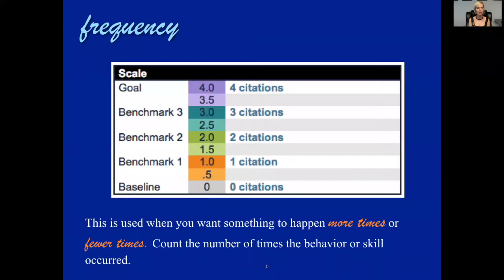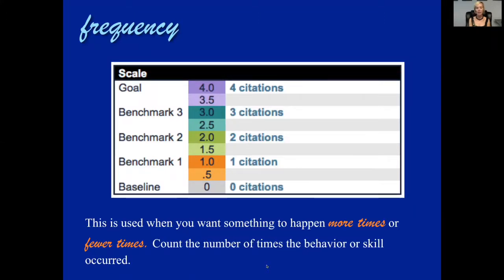Another type of data is frequency. So frequency is useful when we want something to happen more times or fewer times. It's useful when we can easily count something. So what are some examples of behaviors or skills that are conducive to counting? And you'll see that I have one here included from the Common Core. We want students to be able to include citations. We want them to offer more than their opinions in their writing, but when they are writing, we want them to be able to cite sources. We want them to be able to cite evidence.